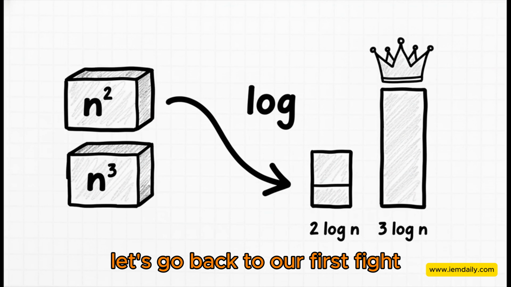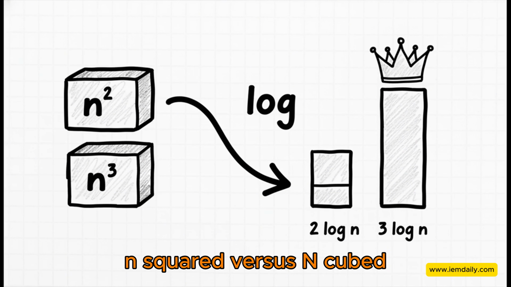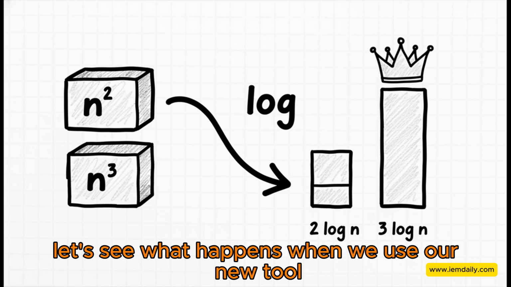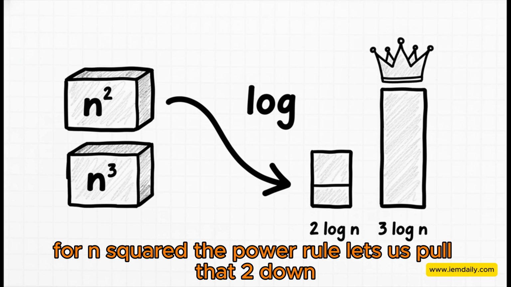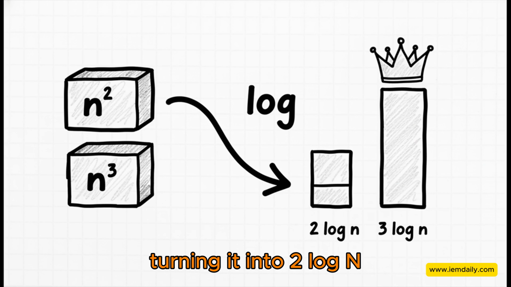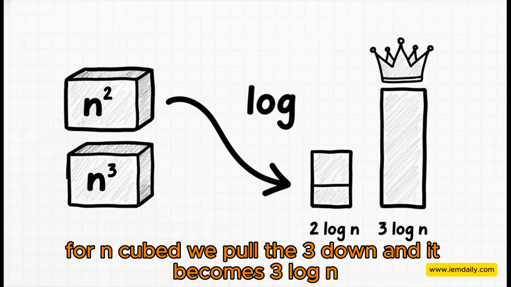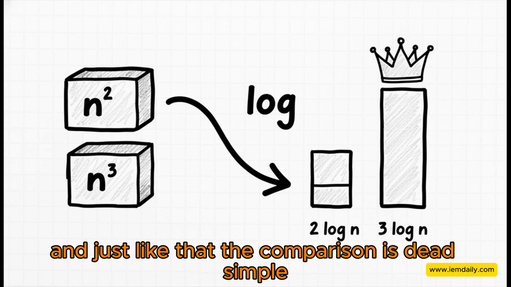Let's go back to our first fight, n squared versus n cubed. Let's see what happens when we use our new tool. We take the log of both sides. For n squared, the power rule lets us pull that 2 down, turning it into 2 log n. For n cubed, we pull the 3 down and it becomes 3 log n. And just like that, the comparison is dead simple.